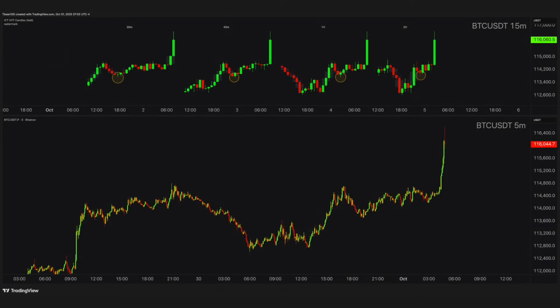Now, let's get back to the chart and talk about this important area again. As you already know, this is the zone with multiple imbalances, along with a swing failure pattern, which you can clearly see happening both above and below.